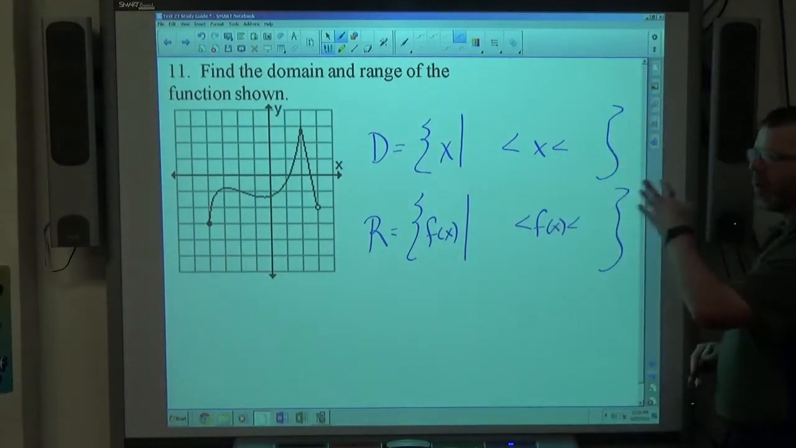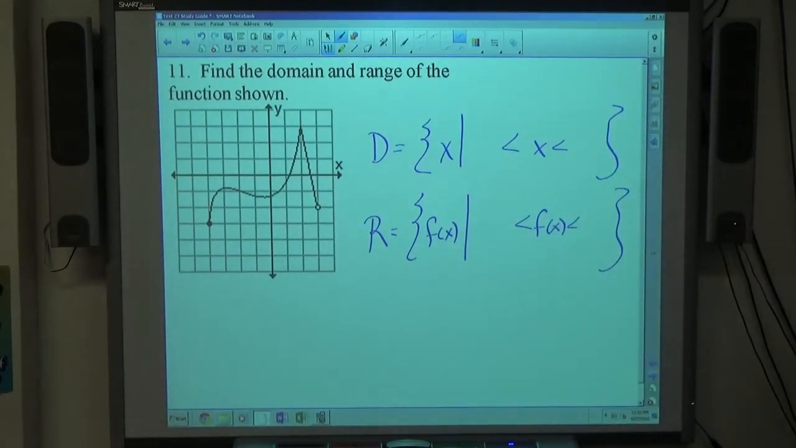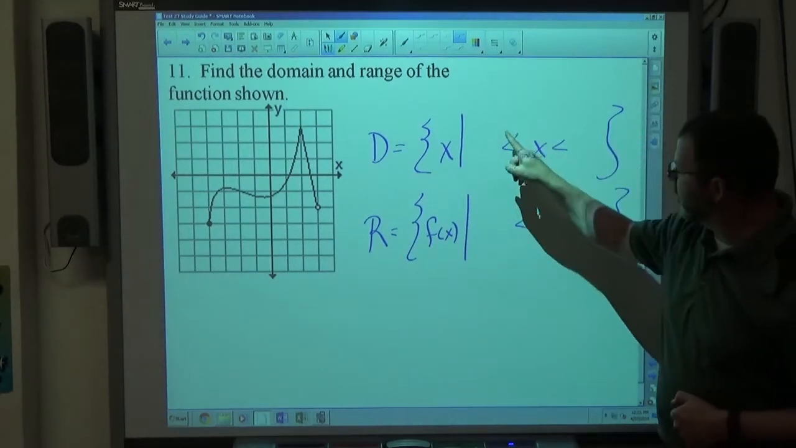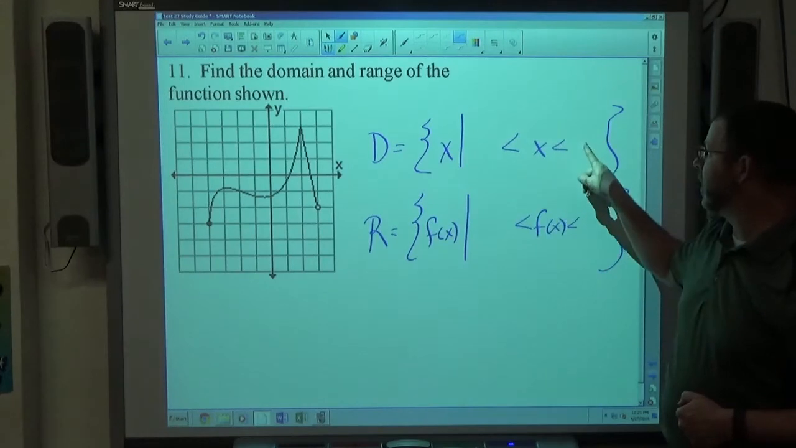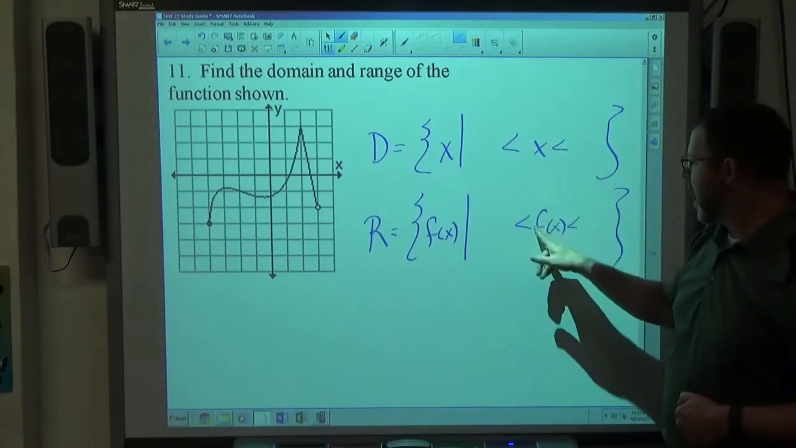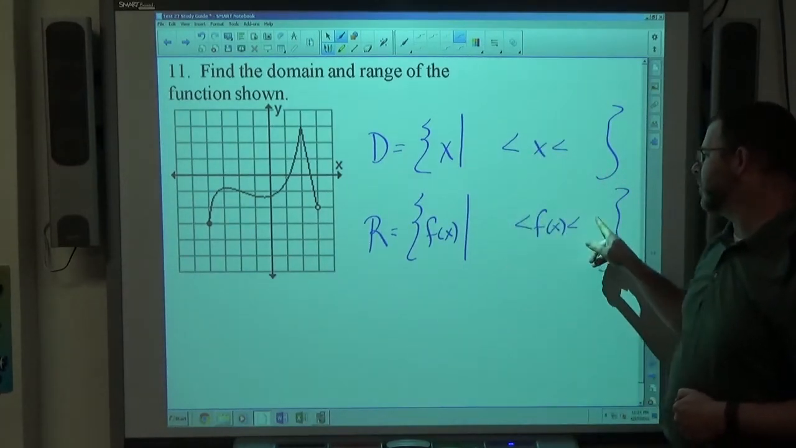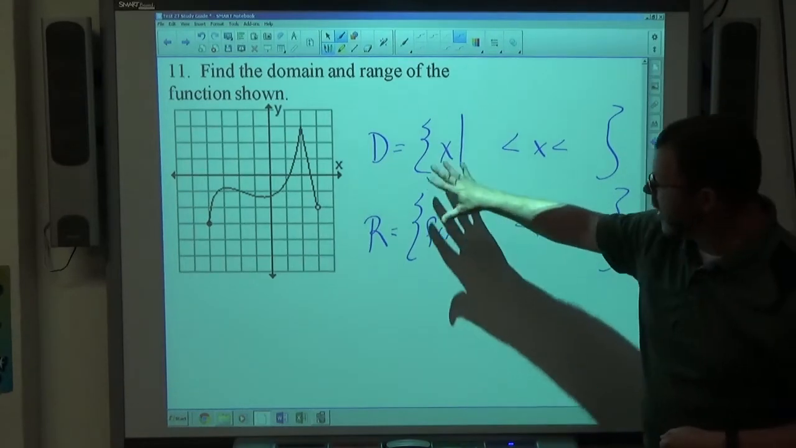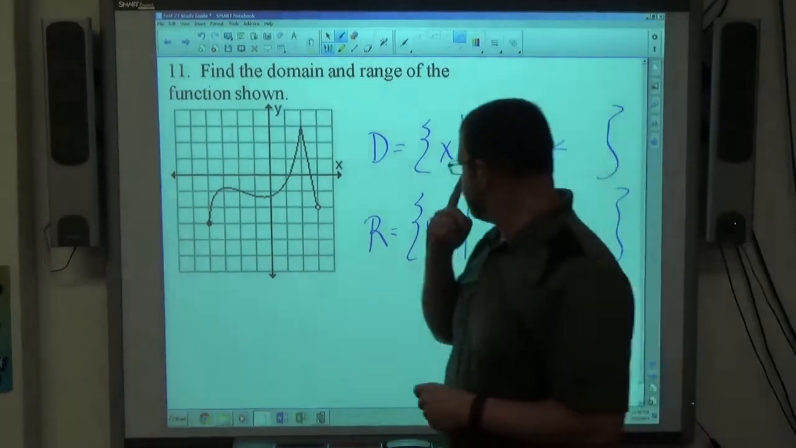Okay, so already before I do anything, I didn't even look at the problem yet, I know the answer is going to be like this. X is going to be from some small number to some big number, always less thans. F of x is going to be from some small number to some big number, always less thans. We always get this nice set builder notation.